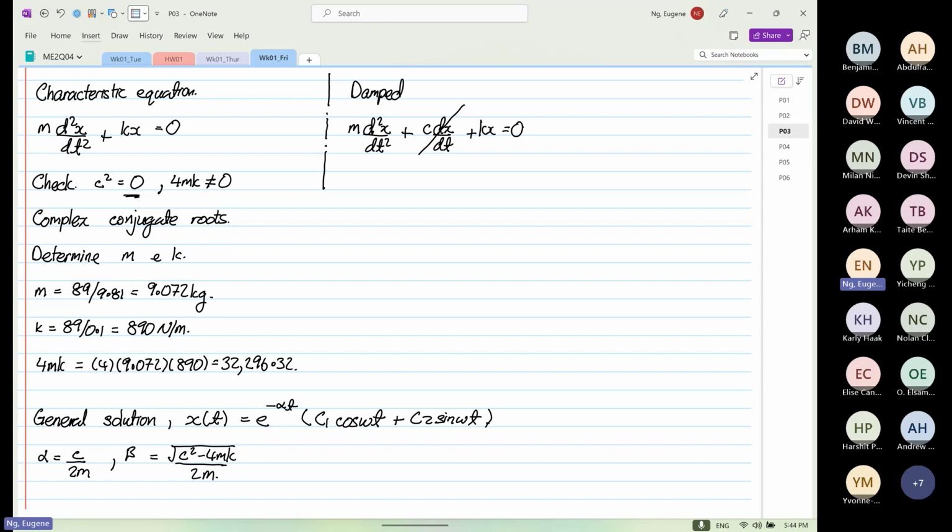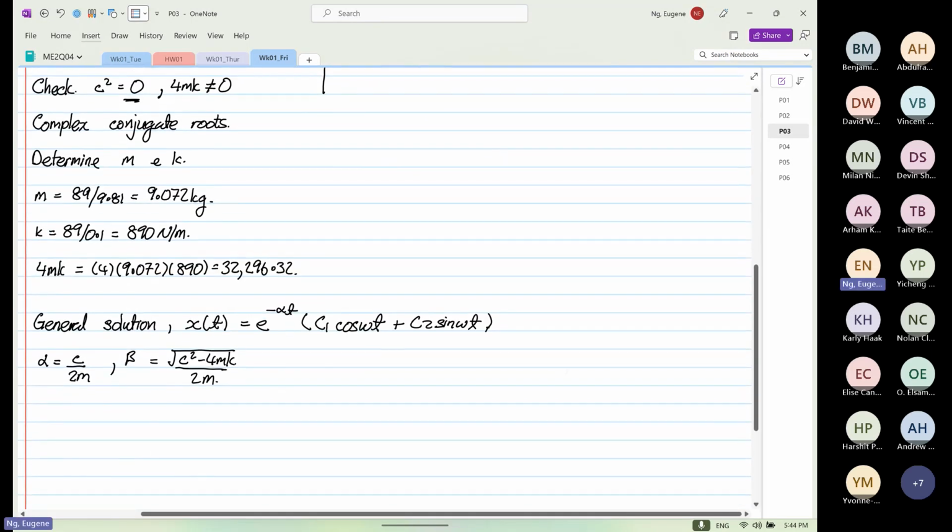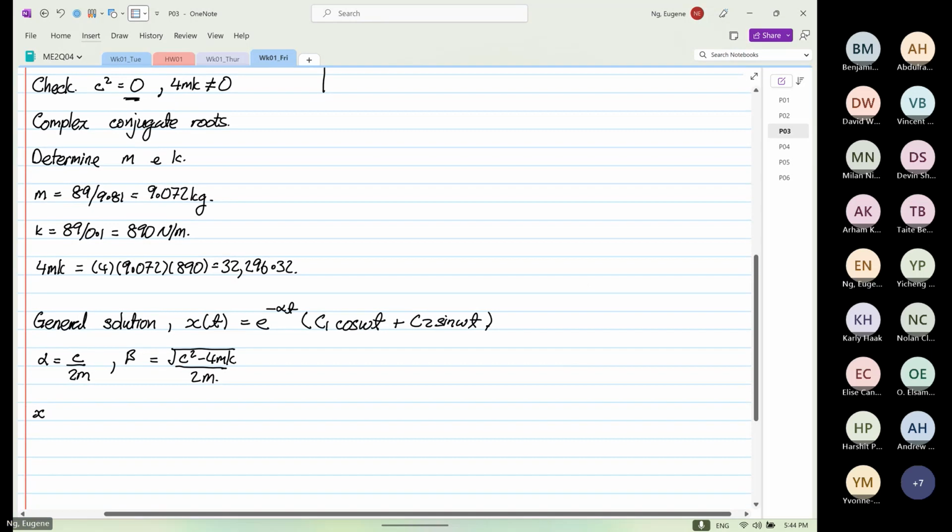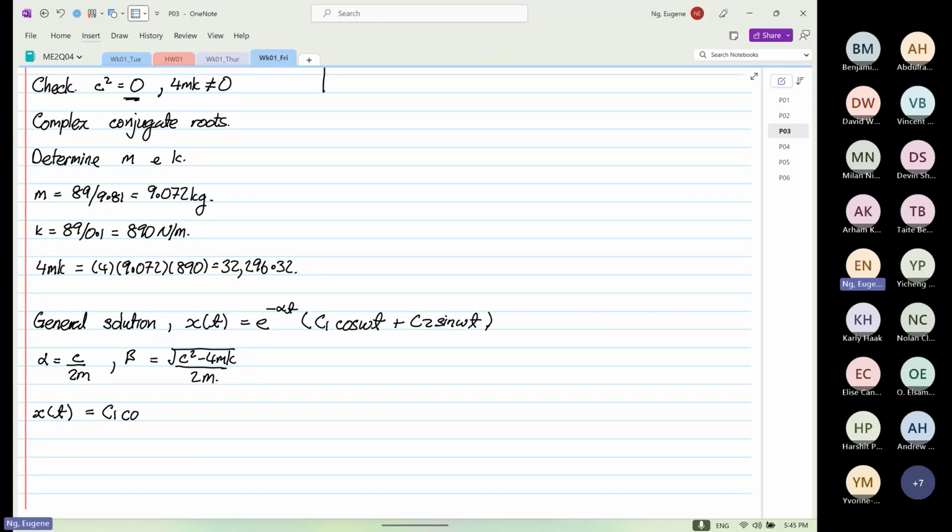So what is the interesting bit is this. Alpha is equal to what? 0. Yes or no? You don't have c over 2m. So exponential of 0 is equal to what? 1. So the solution now is x as a function of t is equal to C1 cos omega t plus C2 sine omega t.